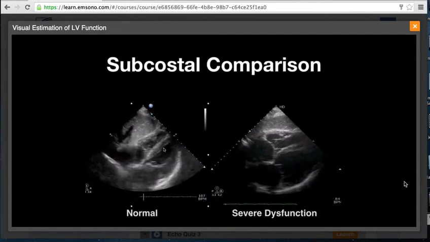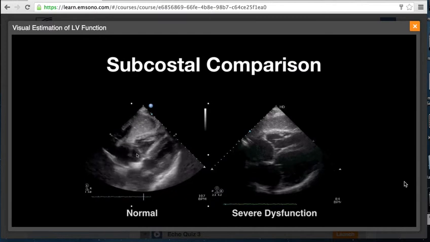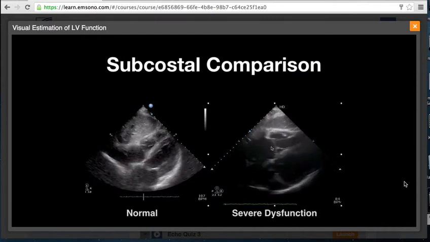So here's a comparison of normal. You can see the difference in the endocardial borders here between systole and diastole. You can see nice opening of the mitral valve and the tricuspid valve here as compared to this patient who, looking at the endocardial borders, has very little difference between systole and diastole and has very sluggish opening of both the mitral and tricuspid valves.